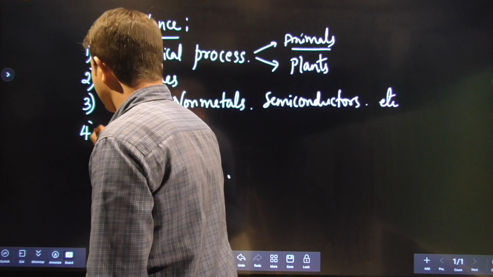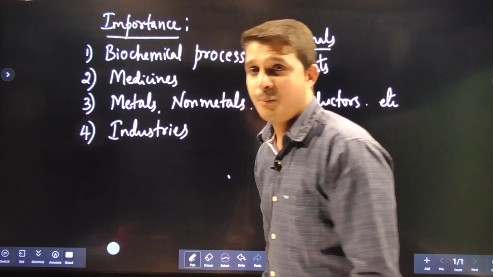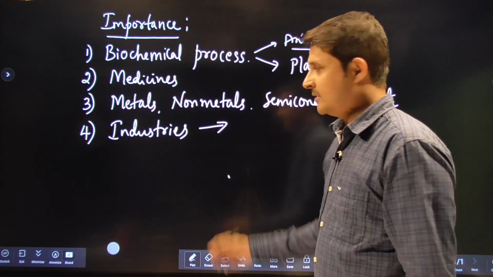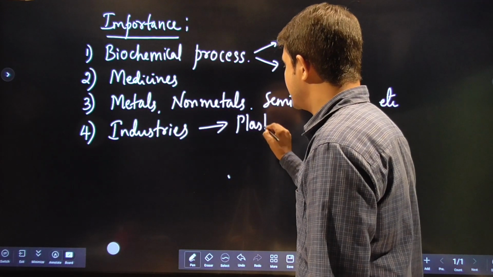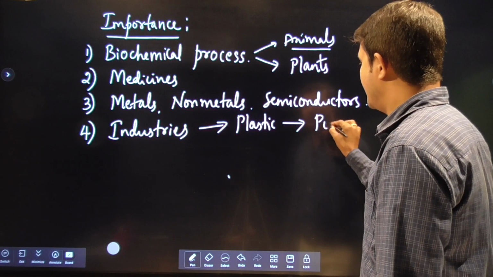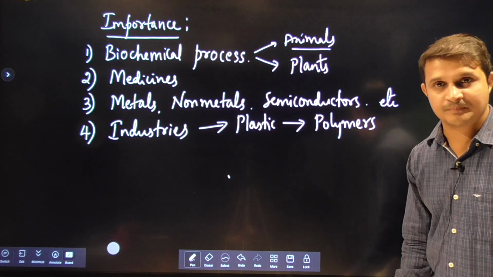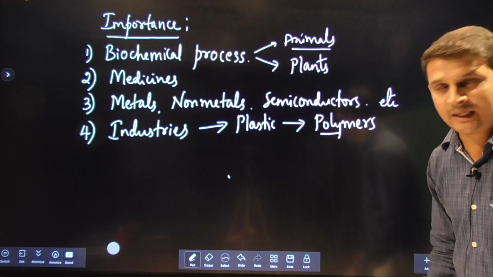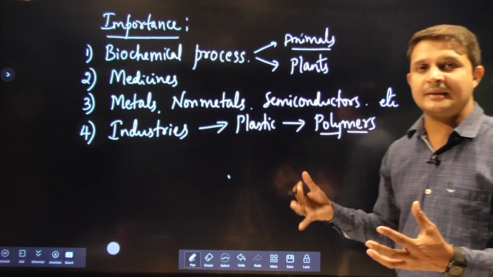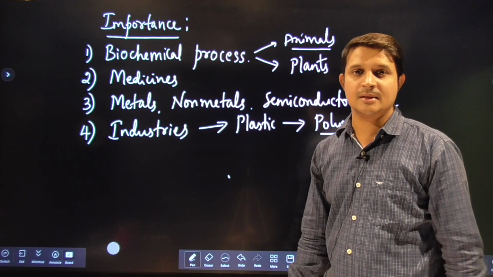So we have many industries around us, industries that are making our life better, right? Which are the industries? It may be plastic industries. In plastic, mainly, we should have the knowledge of polymers. Poly stands for many and mer stands for unit. So many units, when they combine, give rise to polymers, and plastic is one such polymer.